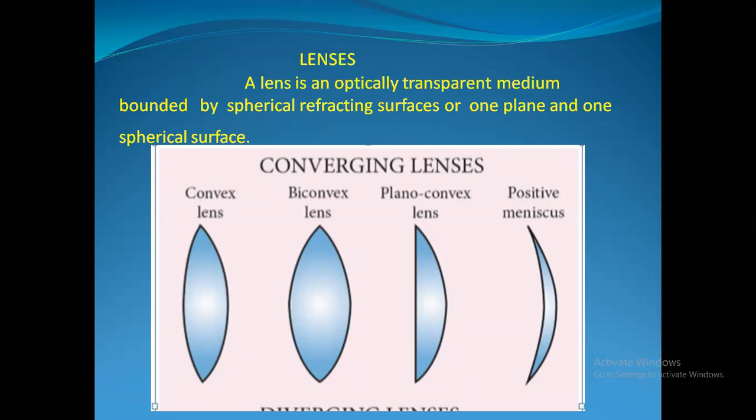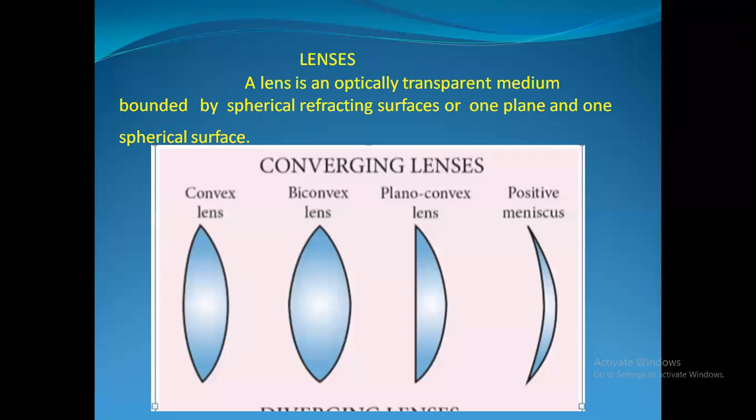So what is lens? Lens is a transparent medium. What is transparent? We can see the object through that. That is a transparent medium. Already we know what is transparent, translucent and opaque object. So the lens is an optically transparent medium.